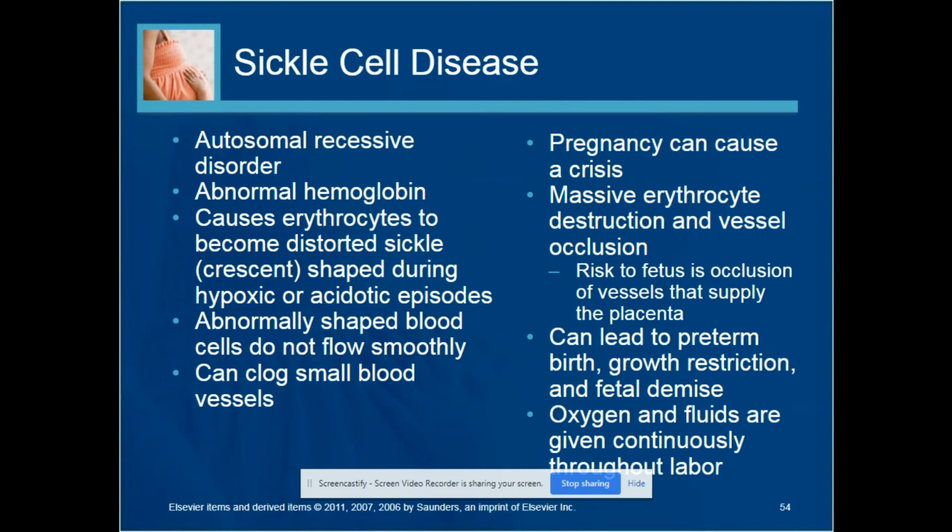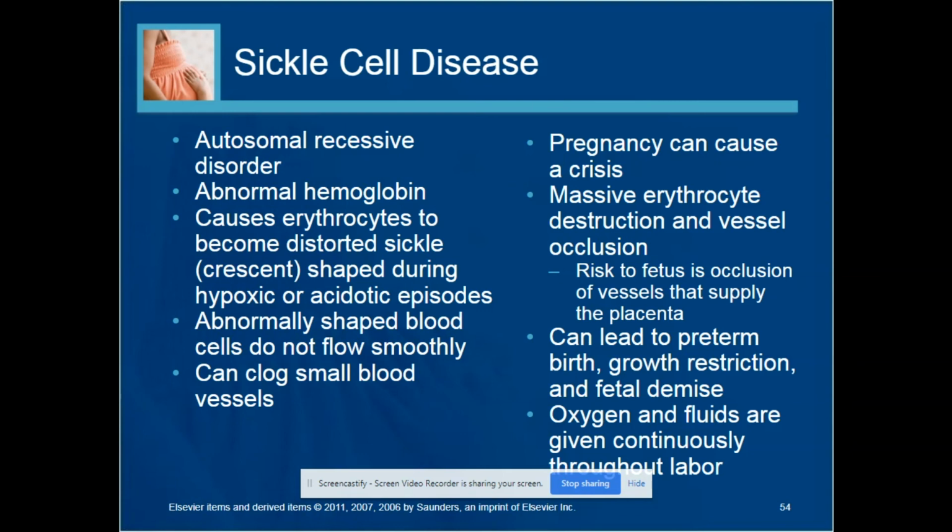Sickle cell disease is an autosomal recessive disorder. It is abnormally shaped hemoglobin. It causes the erythrocytes to be distorted into a sickle cell or crescent shape, and it can cause hypoxic or acidotic episodes. The abnormally shaped blood cells don't flow smoothly. It can clog small blood vessels.